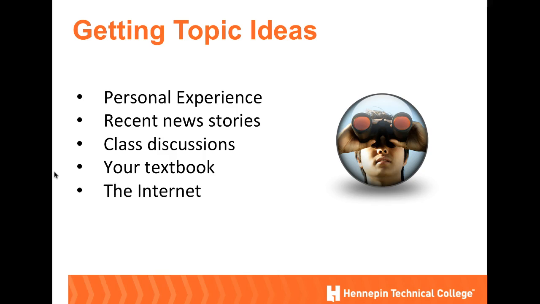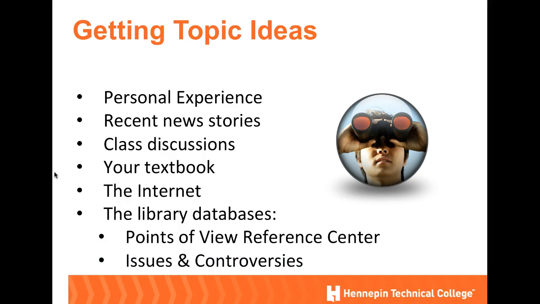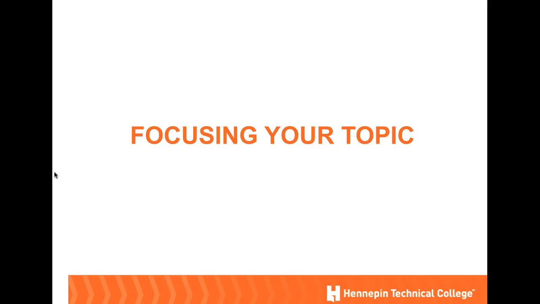You can use the open internet, which can be a bit much when you have all access to all the information that's out there, several trillion websites. So that can be a bit overwhelming, but a good place to start would be the library databases, two of them in particular, the Points of View Reference Center and the Issues and Controversies database. Those two have browse issues options, which are great because then you can just get a list of issues that people have researched and written about in the past.